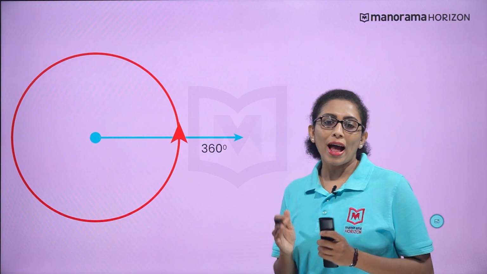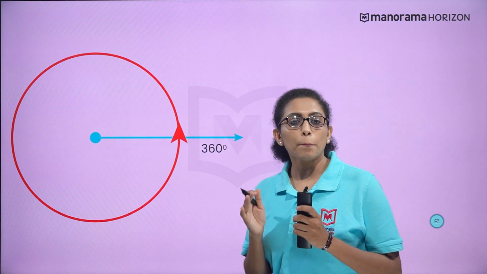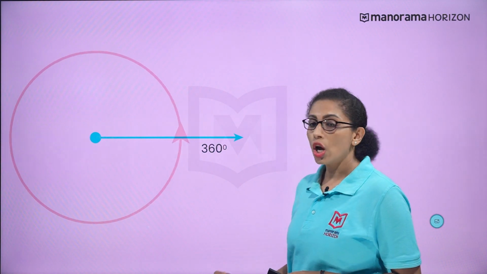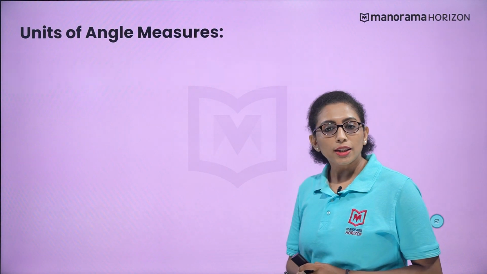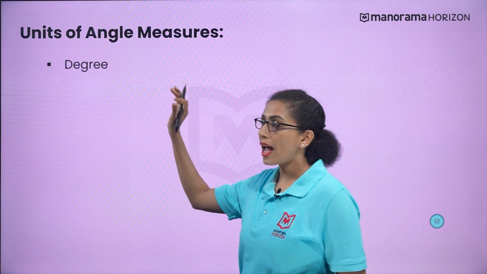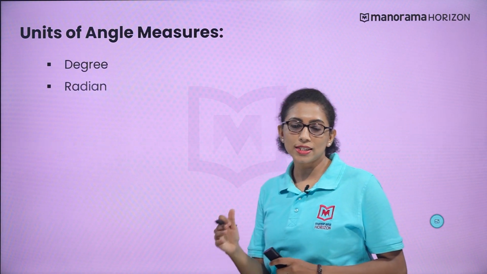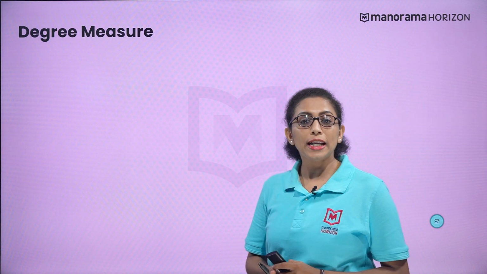Usually, the unit of angle measure is taken in terms of revolution. One complete revolution means one complete turn around a circle. Other units of angle measure are degree and radian. Let's discuss them one by one. First, we will discuss degree measure.